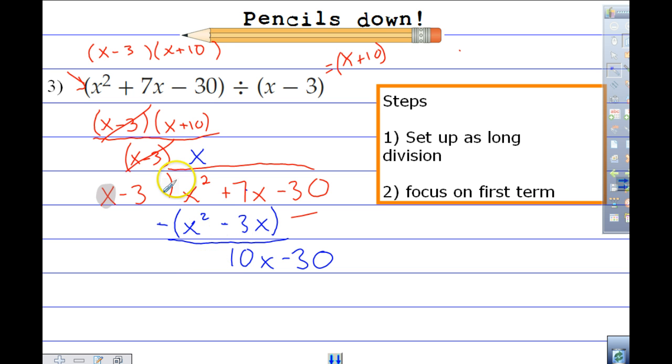And then repeat. One iteration, let's do it one more time. And as you can see, okay, how many times does x go into 10x? Or in other words, what times x is 10x? We get a positive 10. So we can see our answer is exactly what we expected it to be, and we know we're done.